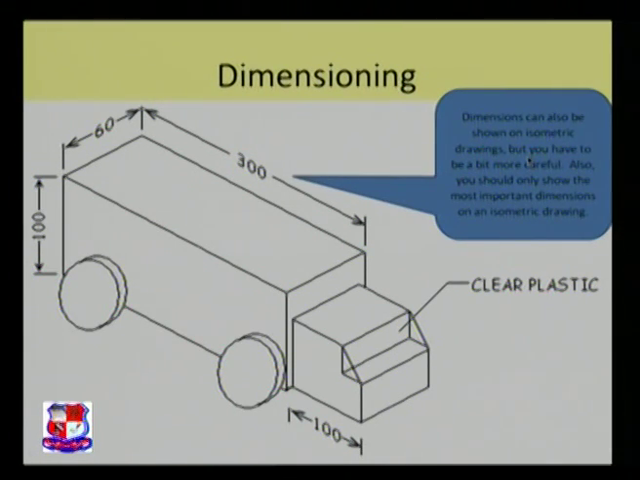Dimensions can also be shown in the isometric drawing, but you need to be careful that you show only important dimensions in the isometric drawing. You don't need to indicate all the dimensions, but you need to include the necessary dimensions only.